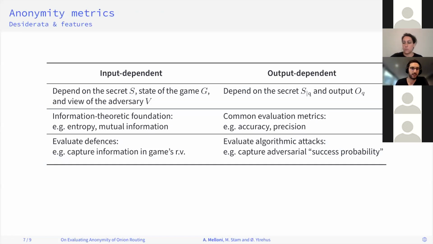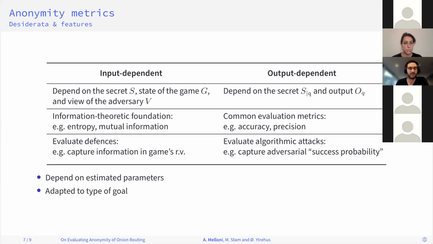Moreover, we also identified two different types of anonymity metrics, input and output dependent. Input dependent metrics rely on concepts from information theory, such as entropy and mutual information, and they are used to evaluate defenses because they capture the information contained in the random variables of the game. Accuracy, precision, and recall, for example, are examples of output-dependent metrics, and they are used to capture the success probability that the adversary experiences when they try to carry out the attack.